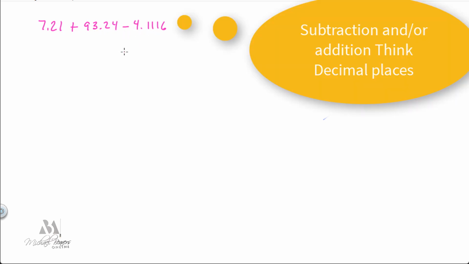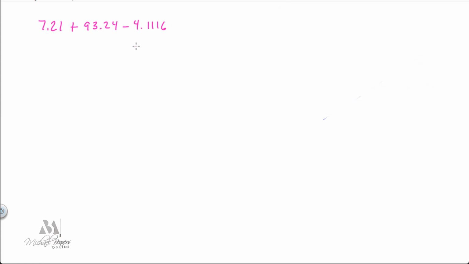So let's say we have 7.21 plus 93.24 minus 4.1116. Okay, the first thing we have to notice is that this is a subtraction and/or addition problem. In this case, we've got both. And when we're dealing with subtraction and addition, we are concerned with decimal places. And when we talk decimal places, we need to find the number with the least amount of decimal places.